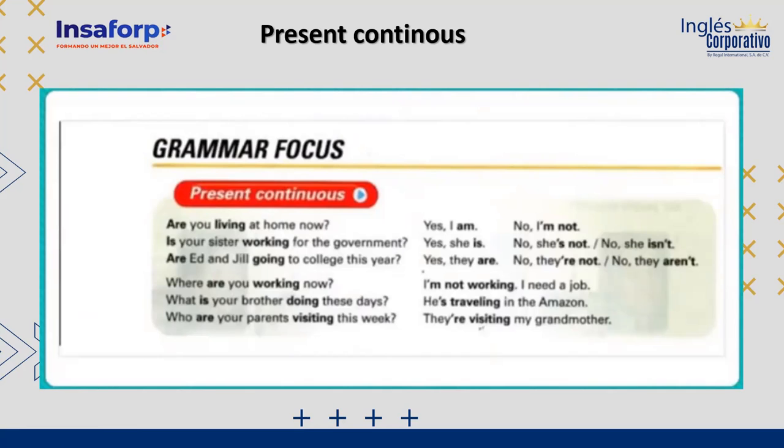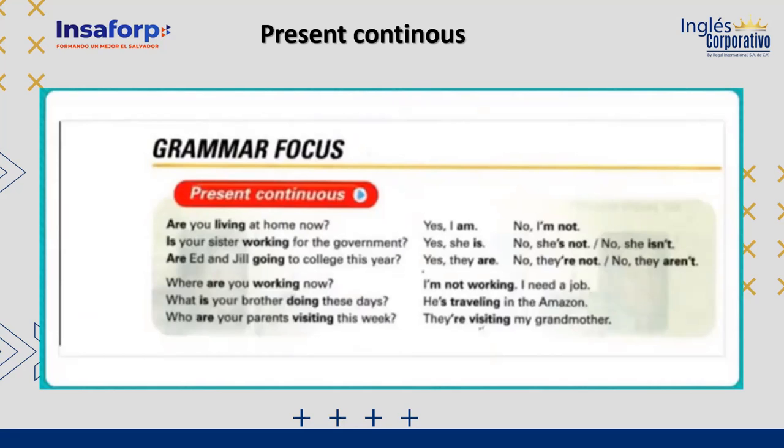Is your sister working for the government? So this is third person. So we need the verb be to make this tense and also the ing form of the verb, the gerund. Is your sister working for the government? You say, yes, she is. No, she's not. Or no, she isn't.